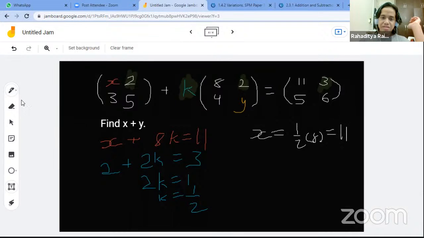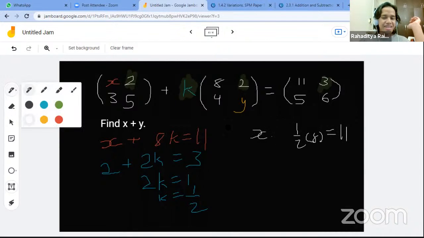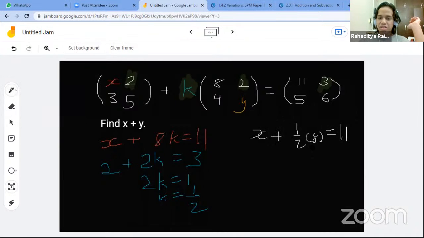Sorry, my bad. Yes, x plus 1 over 2 times 8 is equal to 11. And then I presume you guys can try doing the math. 1 over 2 times 8 is 4. You move it to the right, it equals minus 4. x is equal to 7.